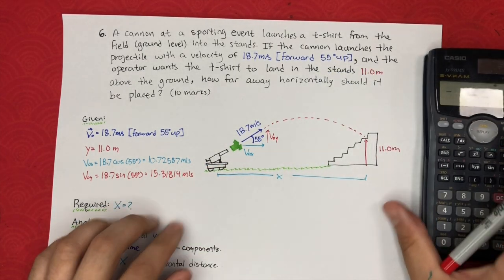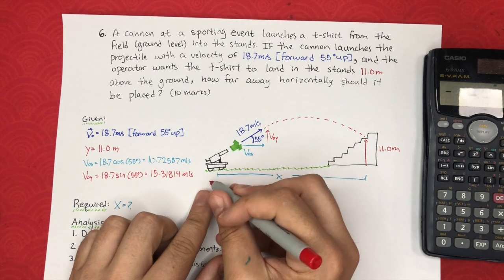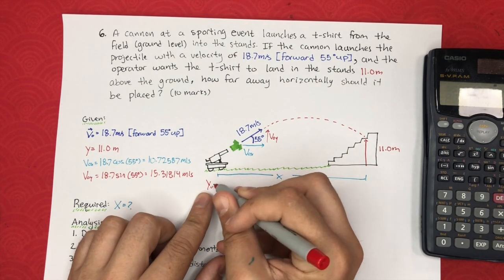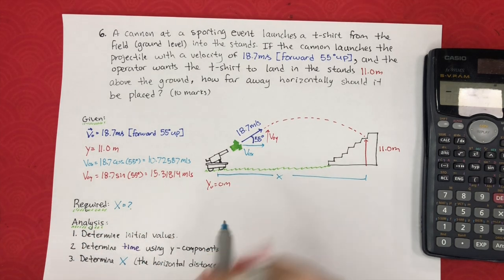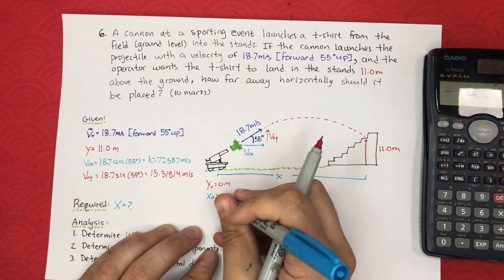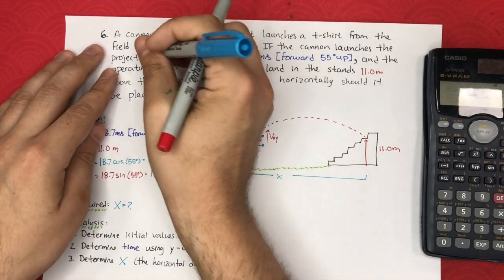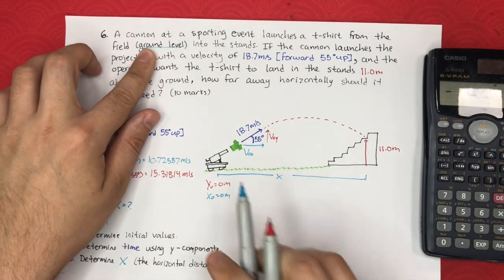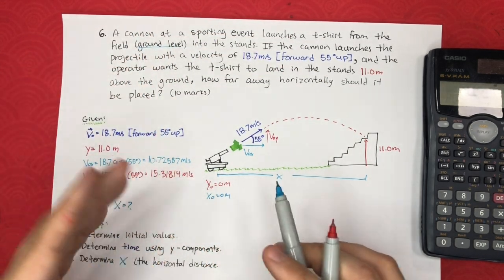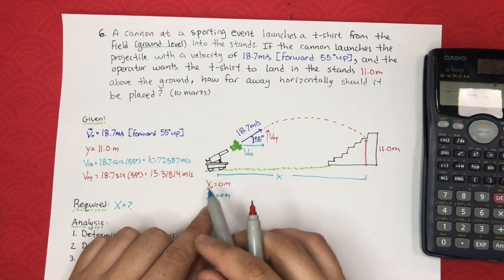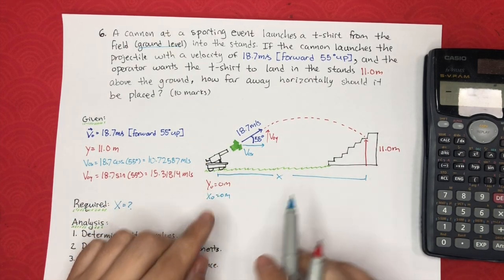Just some other things to note. This point right here, the initial y height is equal to 0 meters, and the initial x height is equal to 0 meters. This is because of the statement ground level up here in the question. If it's launched from the ground, it has a height of 0, and we're just going to call this 0 as well for the x and measure everything relative to the cannon.